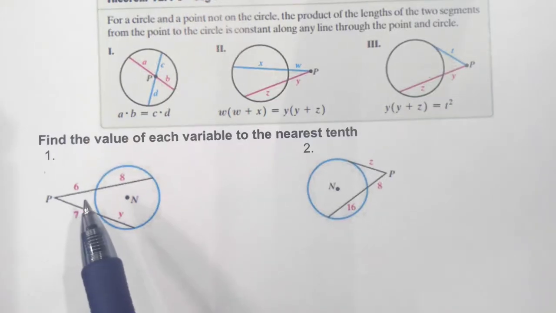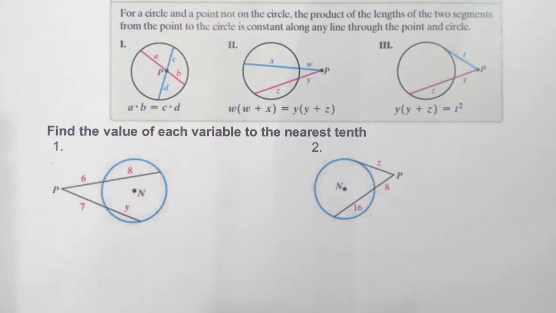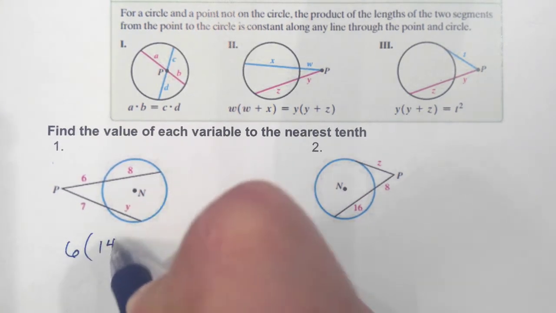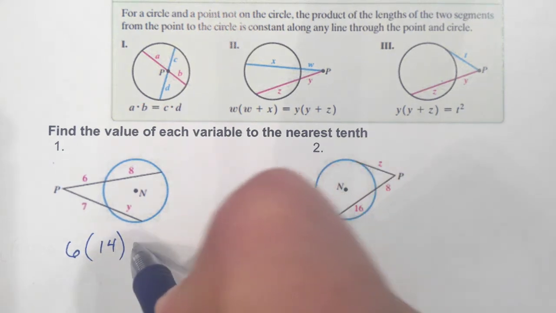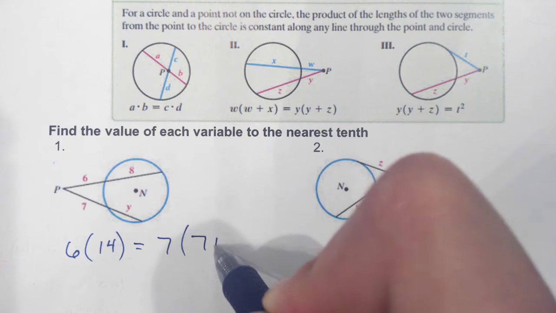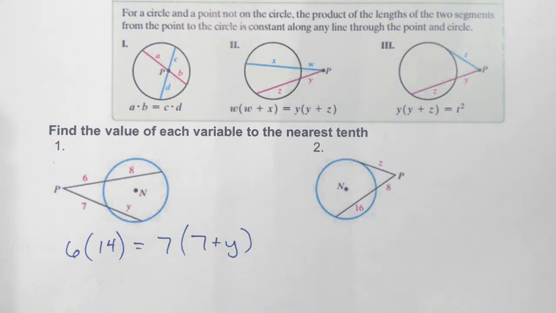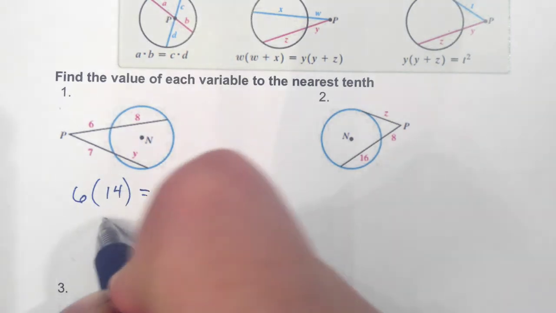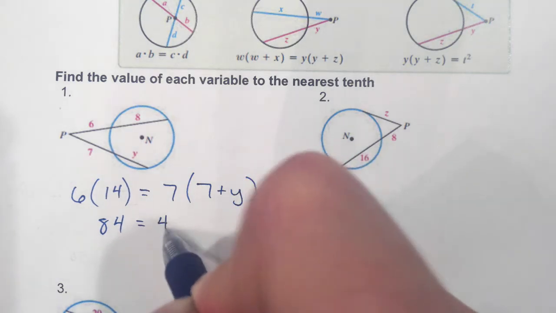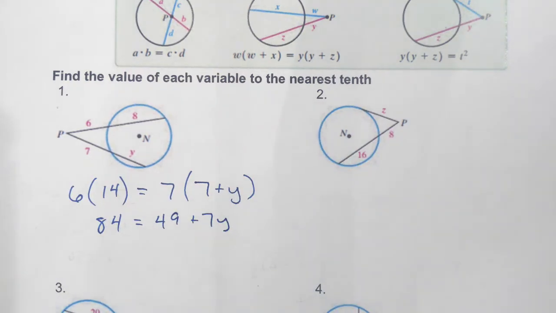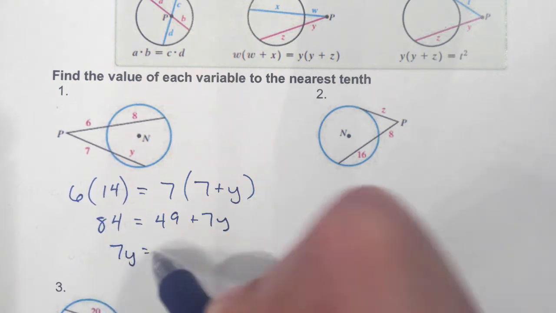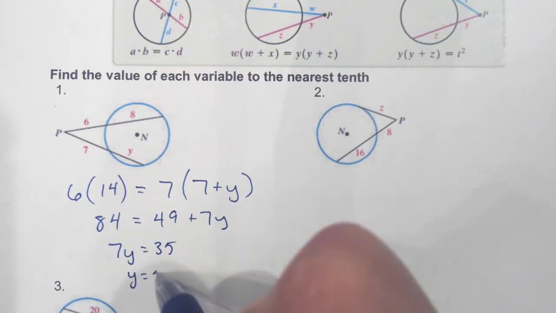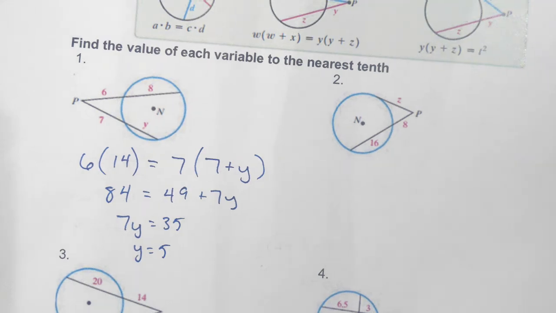Okay, so you look at your scenario, and we have an intersection outside, so it's going to be the outside piece times the sum is equal to the outside piece times the sum. And then we just have to solve that, and it says round to the nearest tenth when applicable. 6 times 14 is 84. 7 times 7 is 49. 7 times y is 7y. Subtract 49 from 84, and you're going to get 35. So 7y equals 35. Divide by 7. Looks like y is going to be 5 on that one.